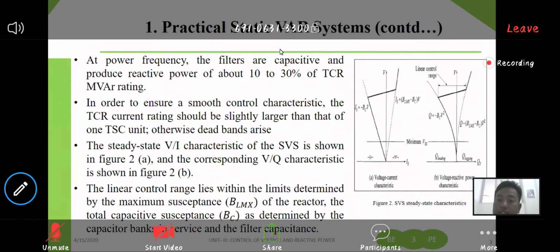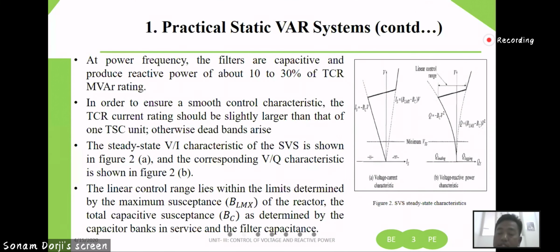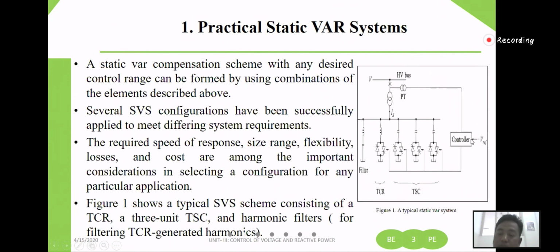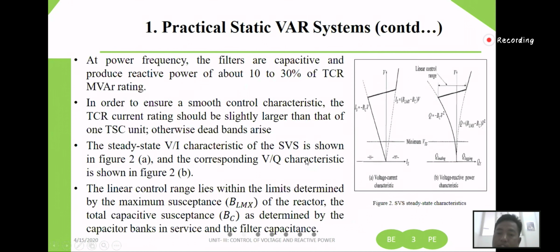Okay, so if you know the characteristics of this TCR and TSC, then you will know the characteristics of the practical static VAR system. This is about the practical SVC. So you can just read here. I have explained with this diagram how it controls the voltage.